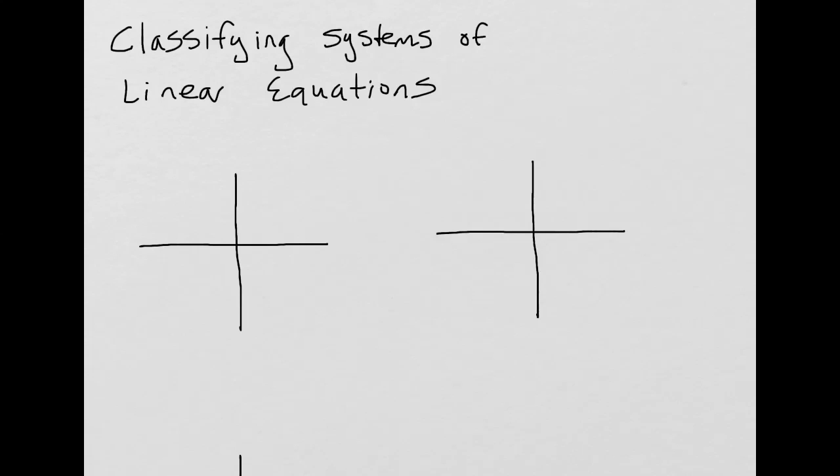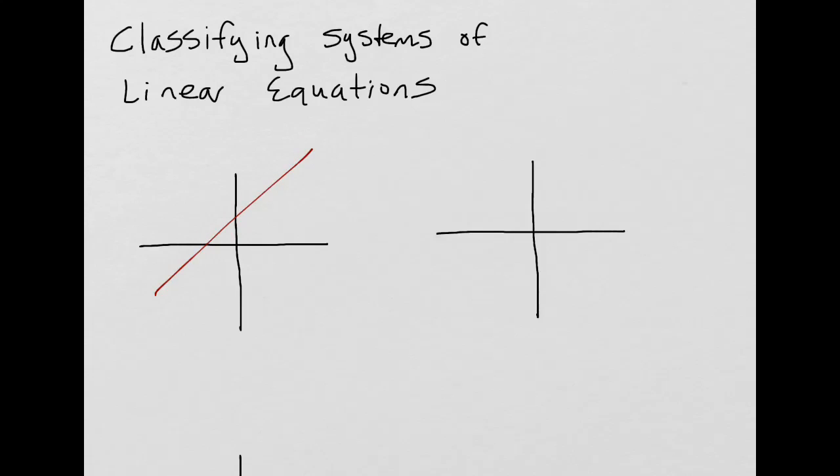Hello and welcome. In this video, we're going to be classifying systems of linear equations. So let's say I start with a line, and suppose it just goes like that. Remember what that line represents. That line represents all of the solutions to a given equation. So if I pick any point on that line, I find its x and y coordinates, those would be solutions to the equation that graph represents.